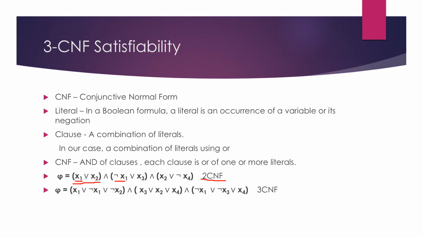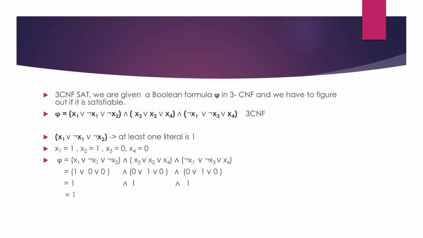Now we will look at 3CNF. Here each clause has three literals, as we can see in this example: (x1 or not x1 or not x2) and (x3 or x2 or x4) and (not x1 or not x2 or not x4). So here each clause has three literals. So this formula is 3CNF.